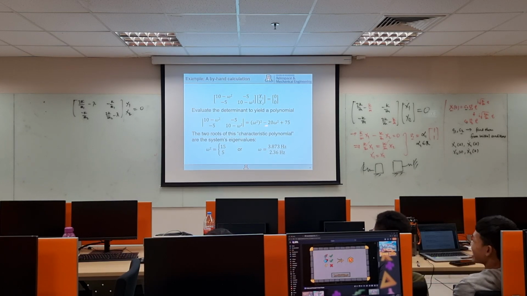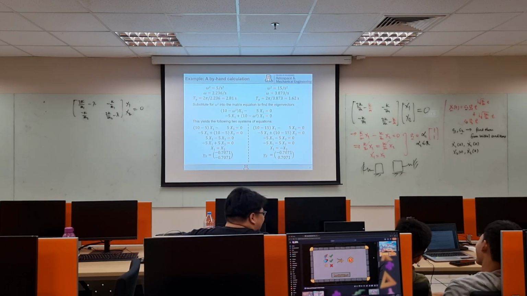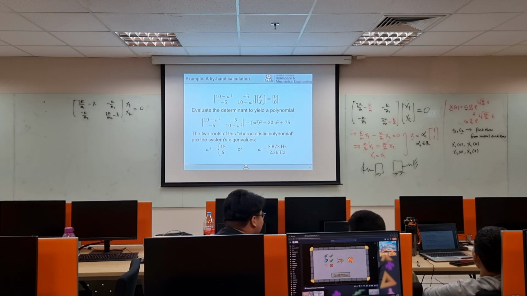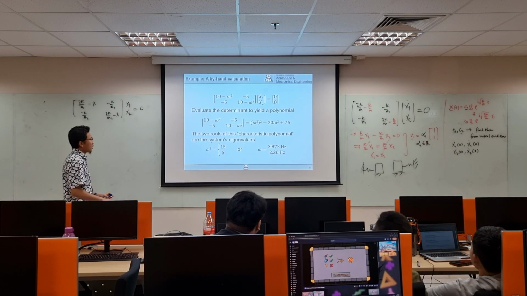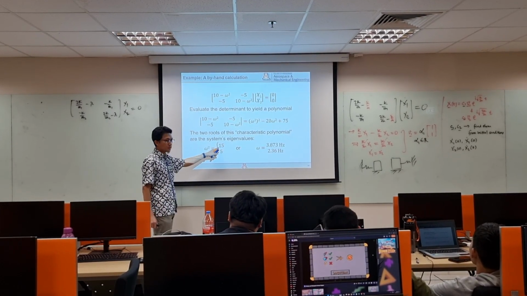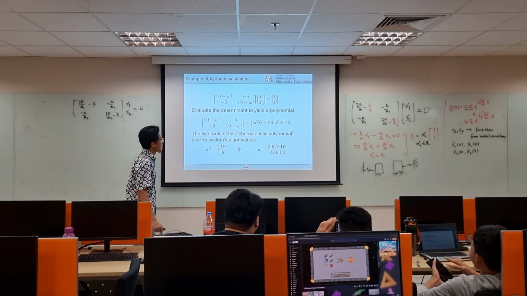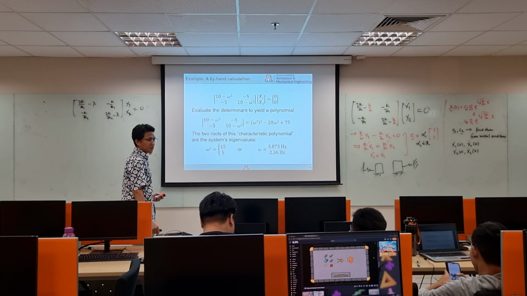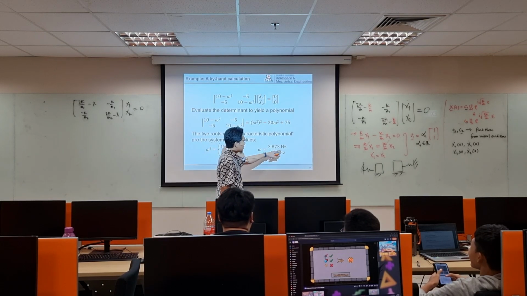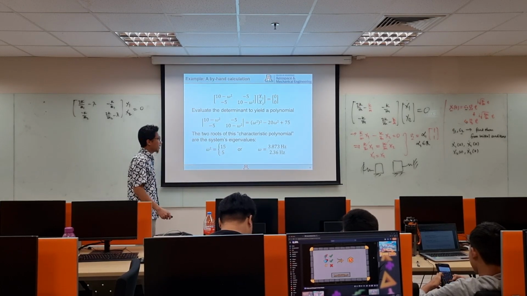Now you get the roots of this characteristic polynomial, you get the omega square. What's the square root of this? 3.87. Get your calculator. The unit is not hertz. It is radian per second.